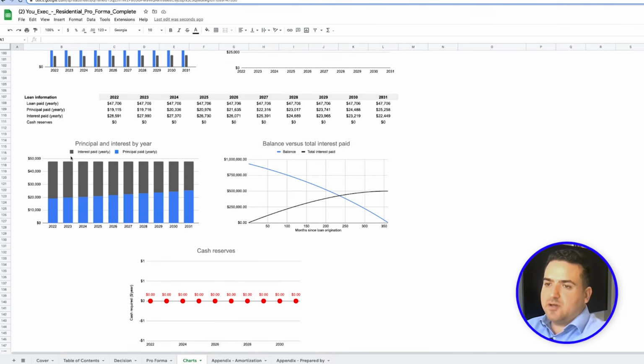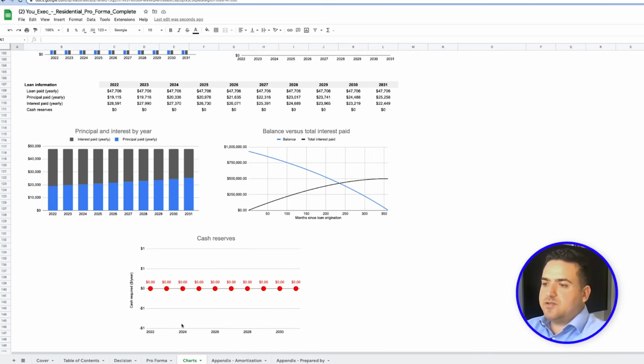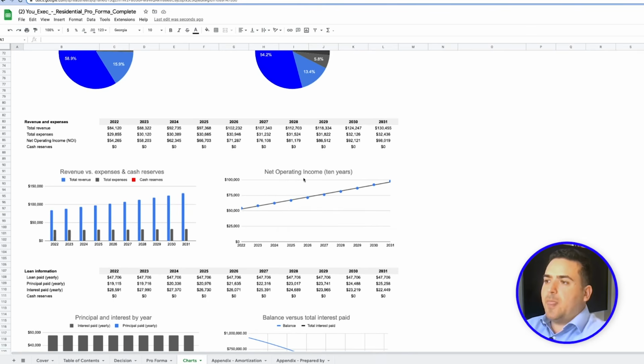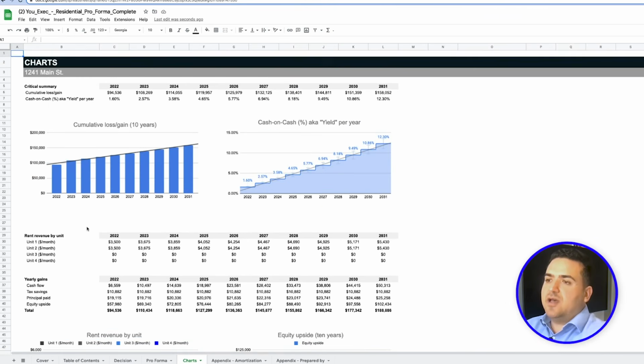More specifically, closer to the bottom, you can see all the loan related charts, the cash reserve charts. Moving up, you can see your net operating income for the next 10 years, the revenue versus expenses and cash reserves that you need to have, and so on and so forth.